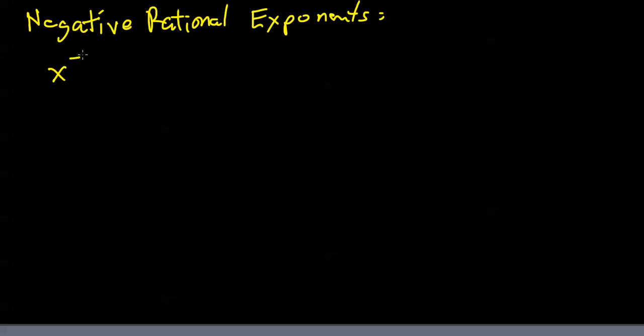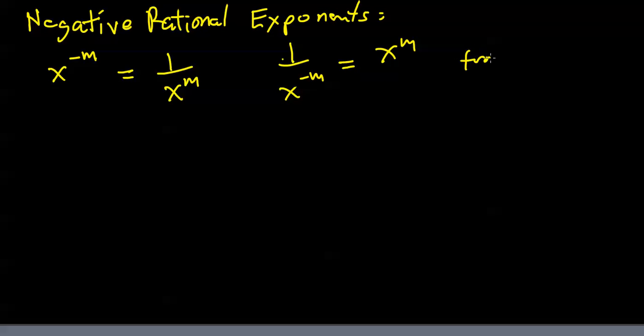We know from chapter 5 our definition for negative exponents says x to the minus m is 1 over x to the m, and of course 1 over x to the minus m is positive x to the mth power. Alright, that's from chapter 5. Our two rules on how to handle negative exponents, not fractions.